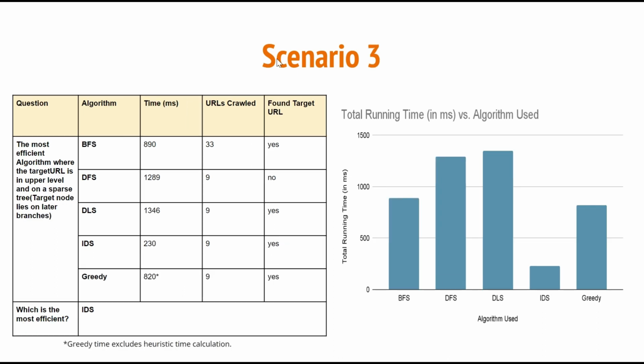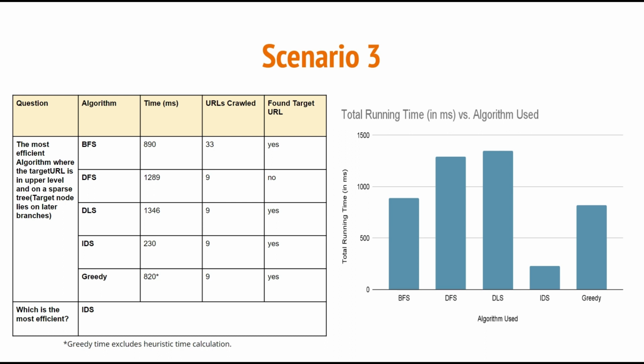And finally we'll discuss scenario 3. Here we're going to find the most efficient algorithm where the target URL is in the upper level, but in a sparse tree. So the target URL is residing in the upper level like scenario 2, but it is going to reside way farther from the root URL.